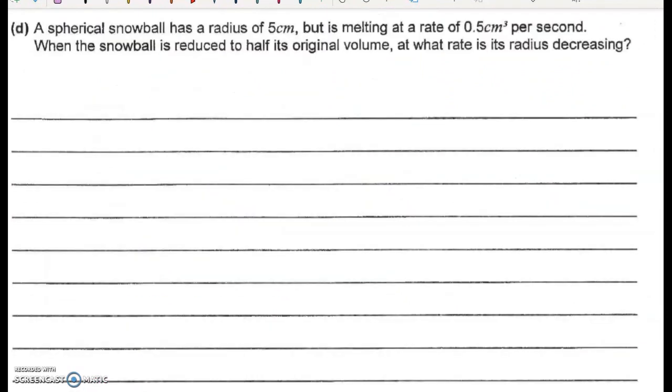Alright, part D, we're talking about a spherical snowball with a radius of 5 centimeters melting at a rate of 0.5 centimeters cubed per second. So we're first of all going to write down that rate. This is a rates of change question. So the volume over time is changing by going down by 0.5 centimeters cubed per second. That's that bit here that we're told about the rate. We are being asked to find the rate that the radius is decreasing at.